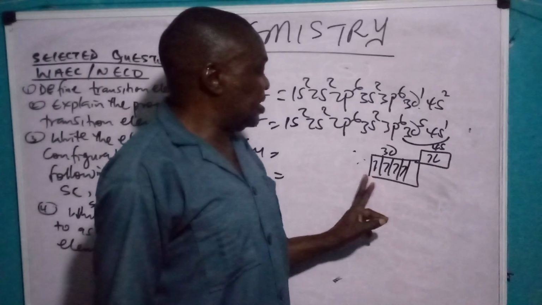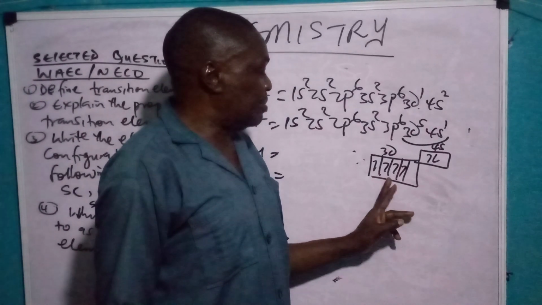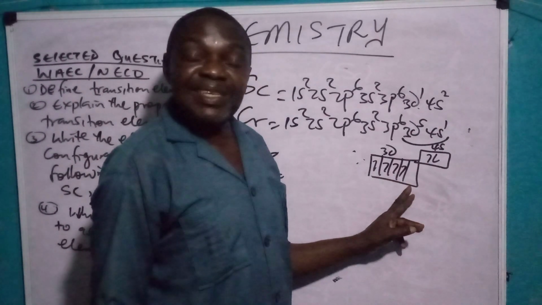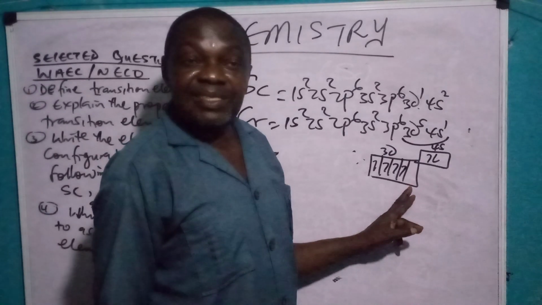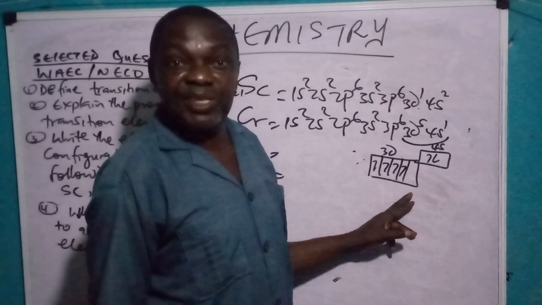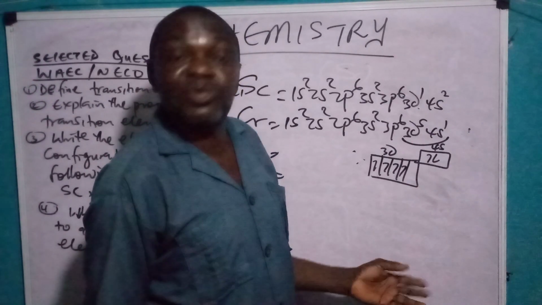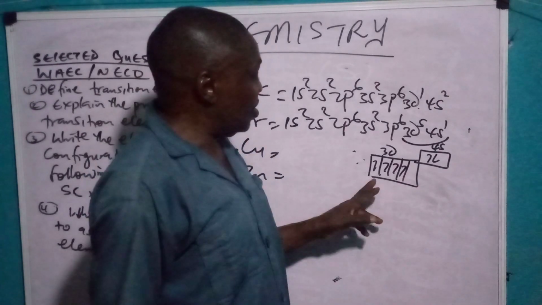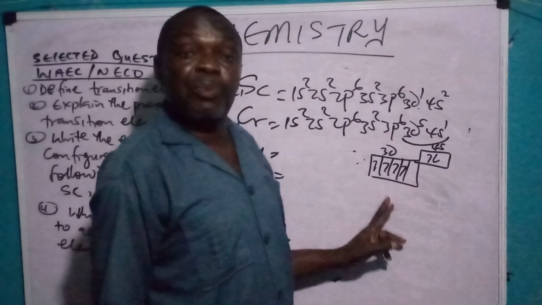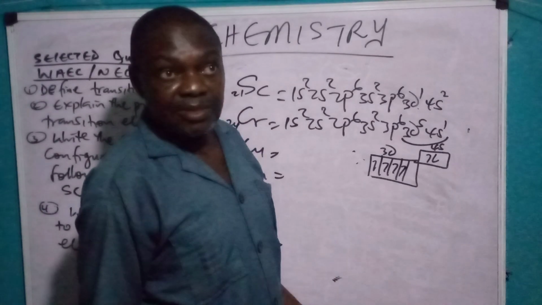So if these blocks are singly occupied, there is a measurable amount of stability. We can say they are partially stable. The important thing is that they want to be stable. So if it's singly occupied or doubly occupied, they are stable.